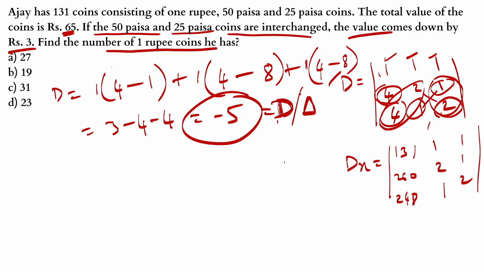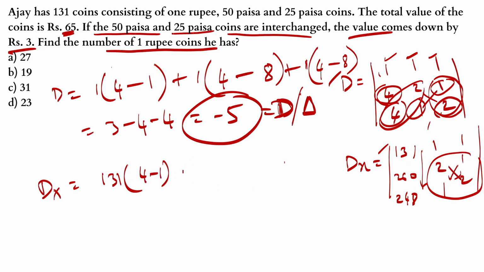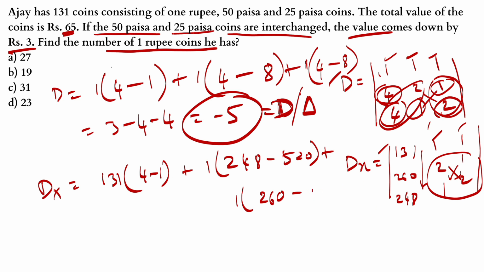So what is det of x? Now calculate for this: 131 into, now ignore this column, just focus on this, 2 into 2 minus 1 into 1, 4 minus 1, likewise, 1 into 248 minus 260 into 2, which is 520, plus this one, 1 into 260 minus 496. Now just calculate this, we will get minus 115. So det of x is equal to minus 115 and det is equal to minus 5.